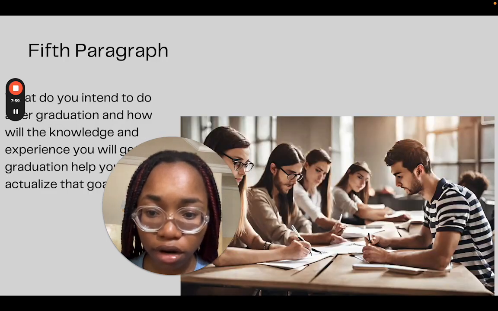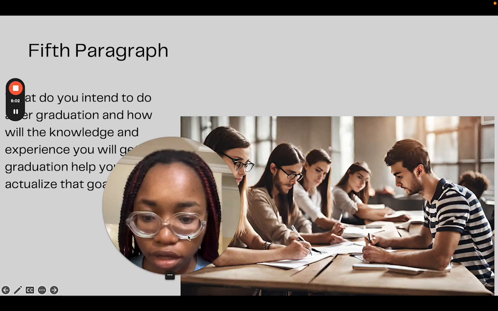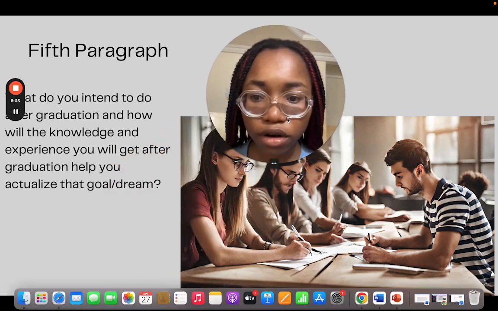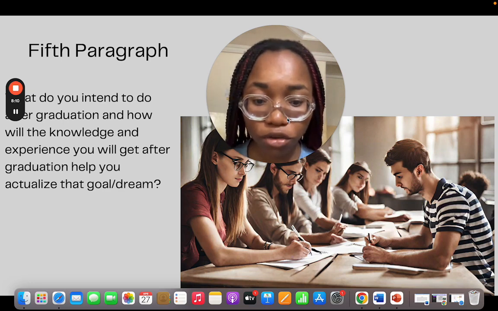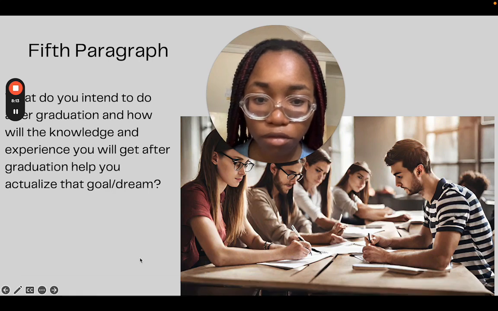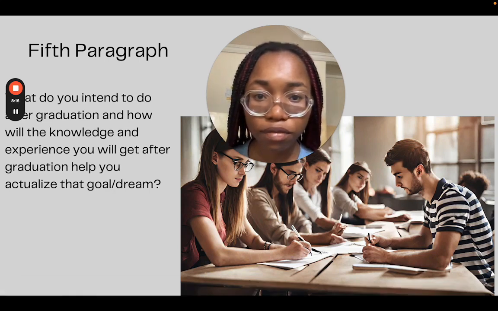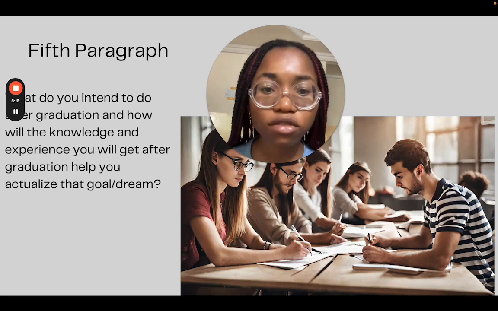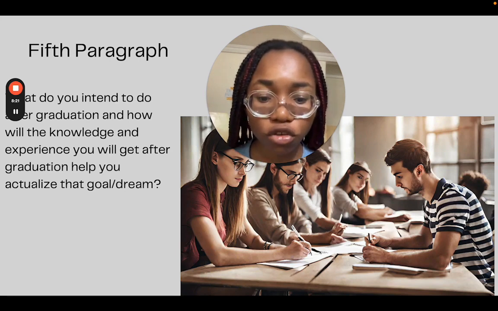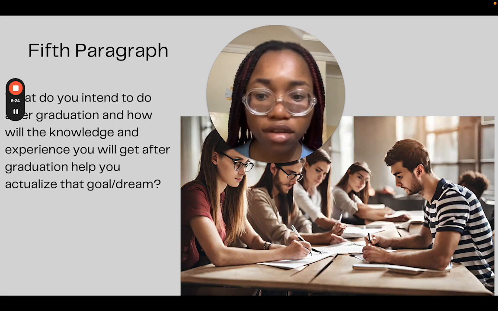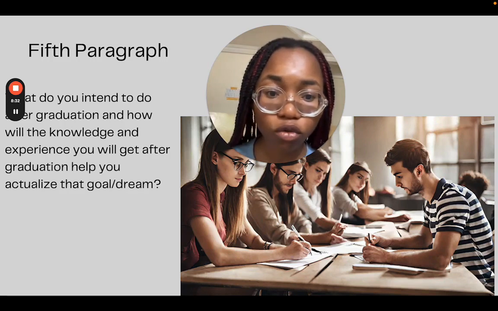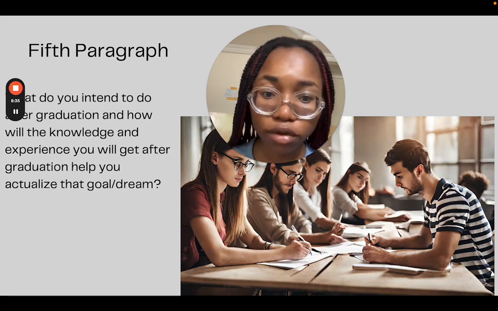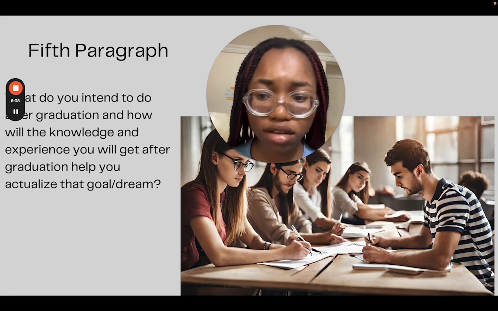So the fifth paragraph. On the fifth paragraph, you have to tell them what you intend to do after your graduation. Life is all about take and give. So when this school is done teaching you, what do you intend to do with the experience? Let's say you want to start a firm after your graduation, or you want to land a job in so and so company or firm, or you can just say you want to start your own business, anything at all.